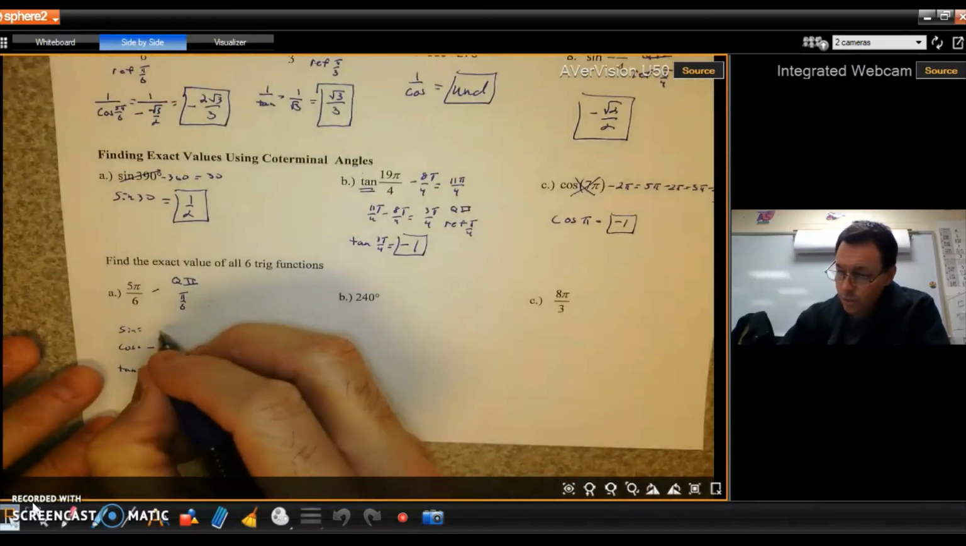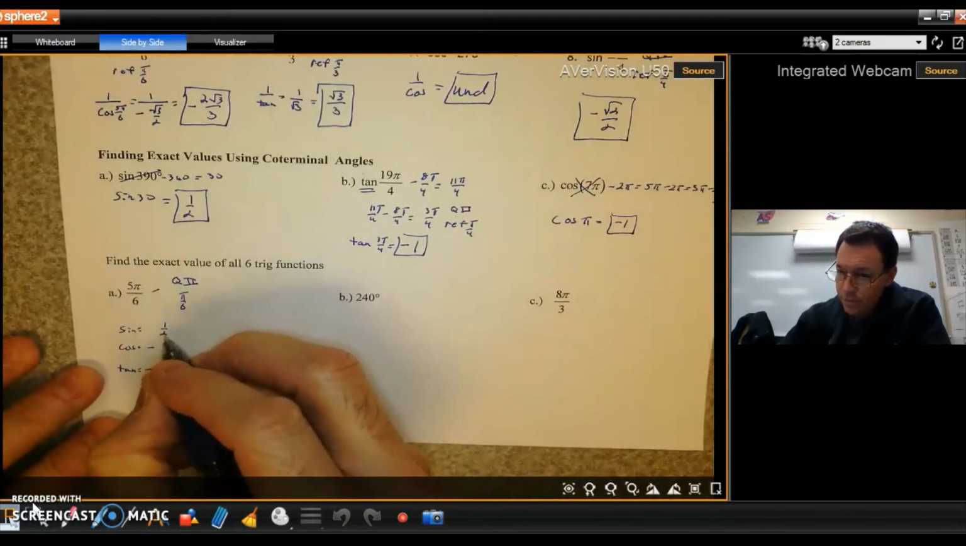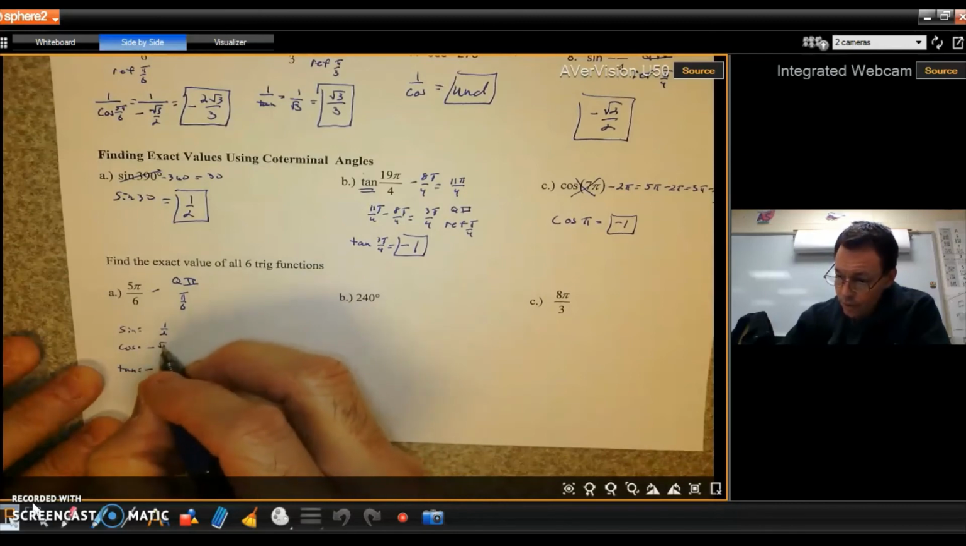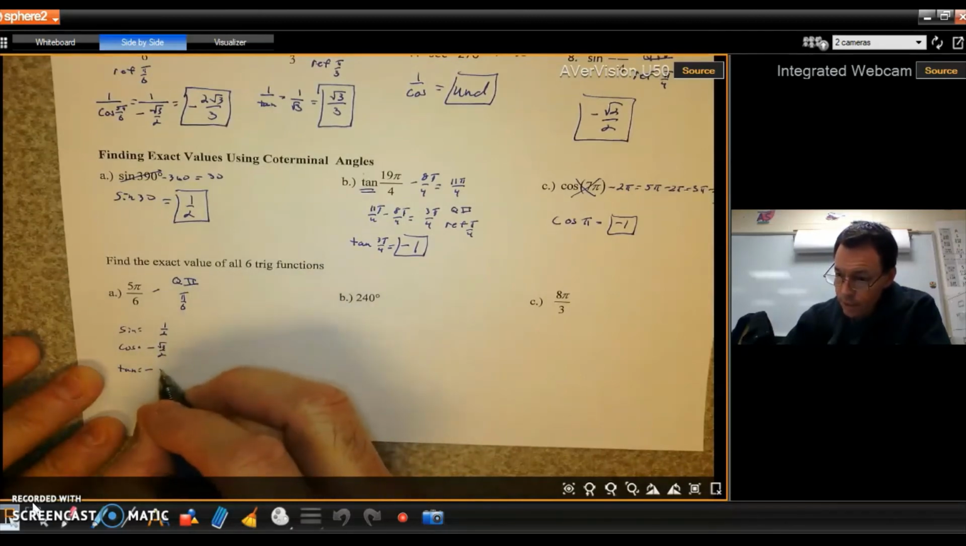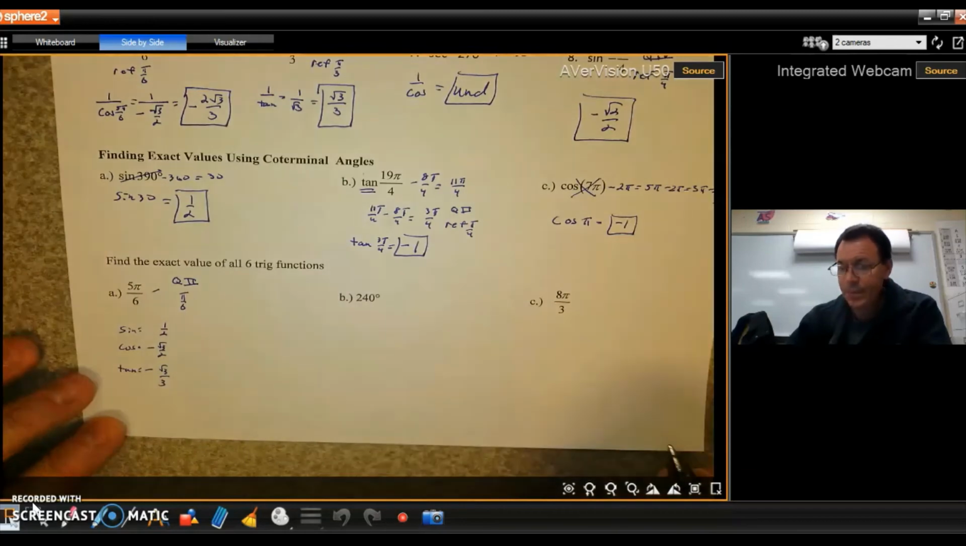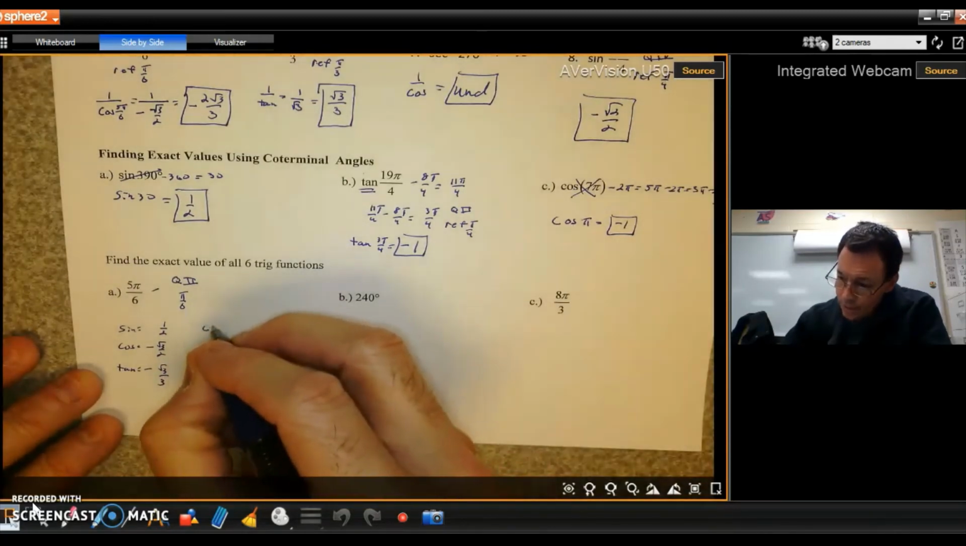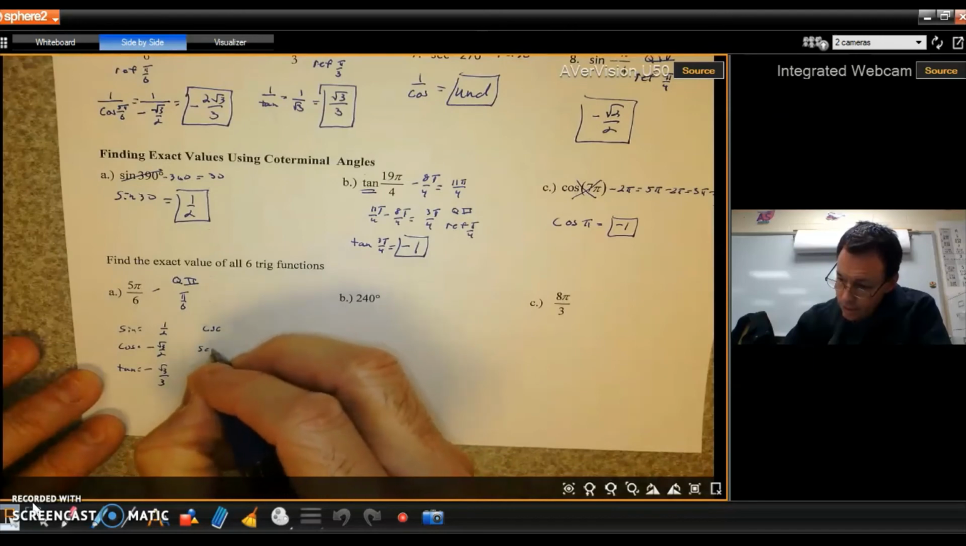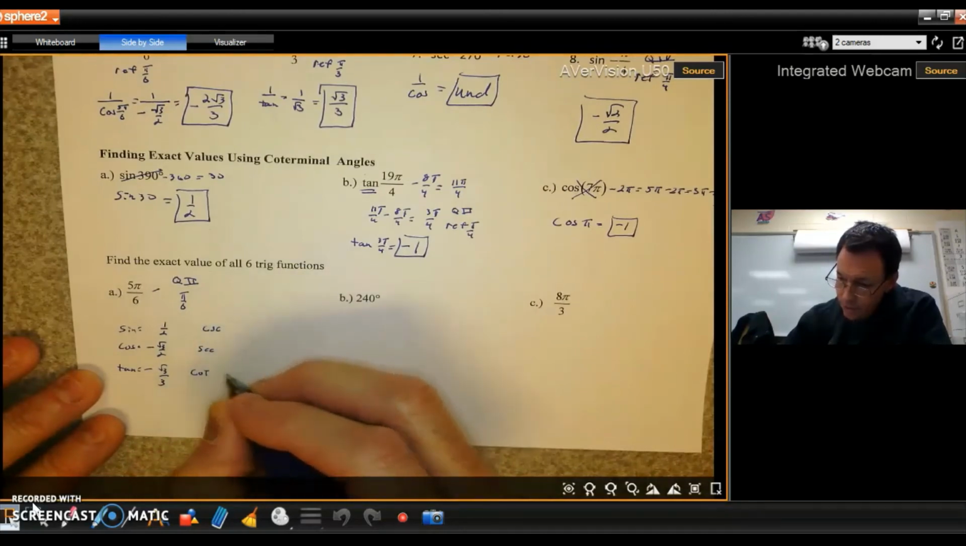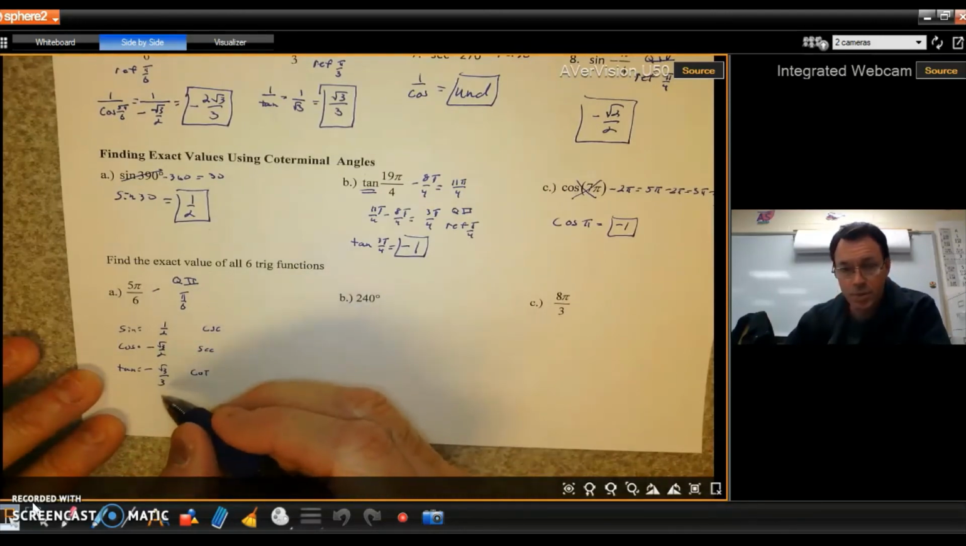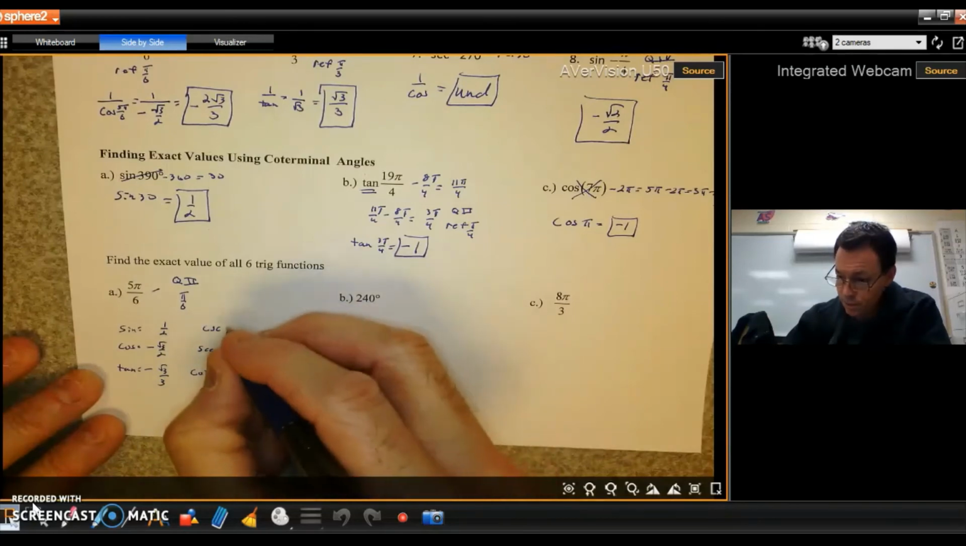Okay, so 1/2, radical 3 over 2, and radical 3 over 3. That's the sine, the cosine, and the tangent of that angle. And now I need the cosecant, the secant, and the cotangent of that angle, which is just going to be the reciprocals of these. So instead of 1 over 2, it's going to be 2.